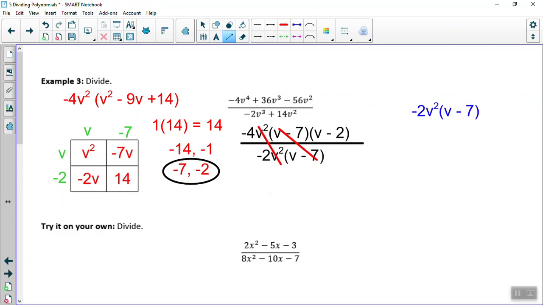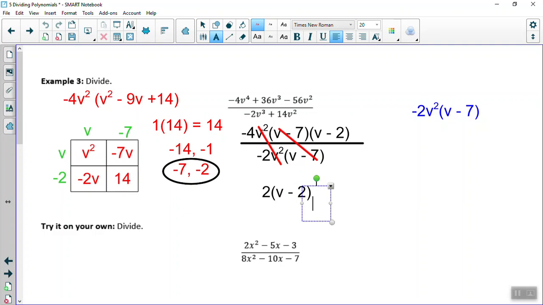My negative 4 and my negative 2 are going to simplify, essentially. Negative 4 divided by negative 2 is going to give me a positive 2. Right, so we want to make sure that we realize that we can simplify those two numbers there. So negative 4 divided by negative 2 gives me a positive 2, and then I'm left with that v minus 2. Oh, I'm not sure why that says plus. That should say minus. All right, and then that is our final answer.